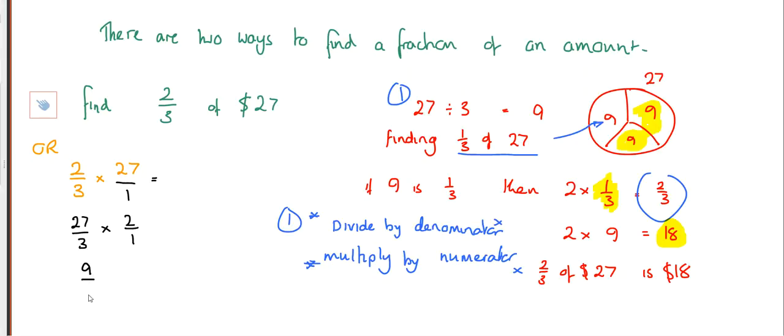So 9 over 1. Sorry, that should be a 1 and that should be a 9. So then I've got 9 over 1 times 2 over 1, which is equal to 18 over 1, or just 18.